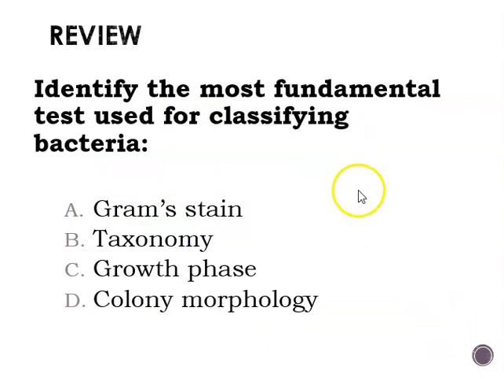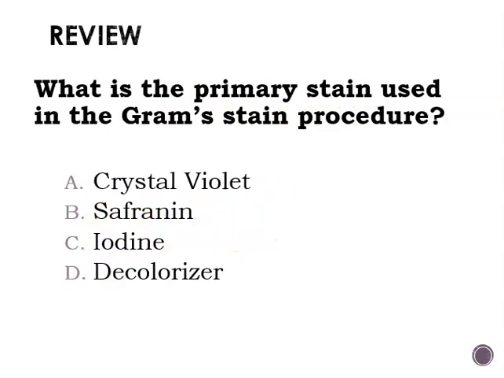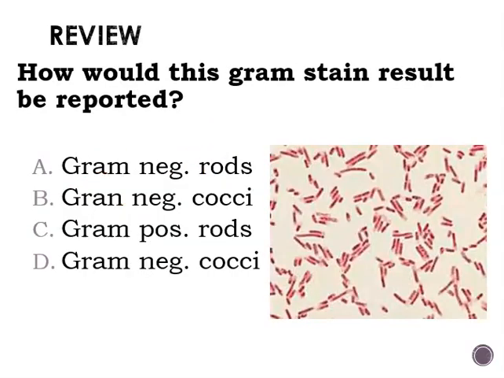Okay, so a few little review slides here, and then we'll finish out this part 2 of the Unit 1 lecture. Identify the most fundamental test used for classifying bacteria. And we said that is the Gram stain. What's the primary stain used in the Gram stain procedure? We talked about all of these reagents. Which one is the primary stain? That is the crystal violet. That's the one that turns the organism purple.